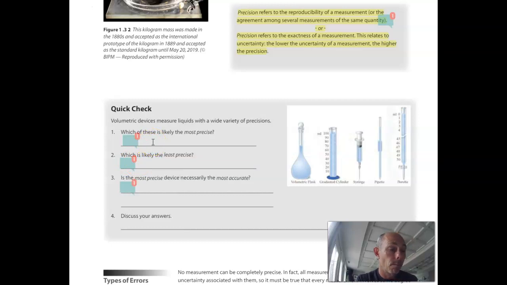Anyways, what quick check question 1 asks us is, which of these is likely the most precise? Ask yourself, what do you think that really means? When it's asking you what is the most precise device, what is it really asking you? Well, what it's really asking you is which of these devices has the smallest increments on it. What do those smallest lines on the device represent?